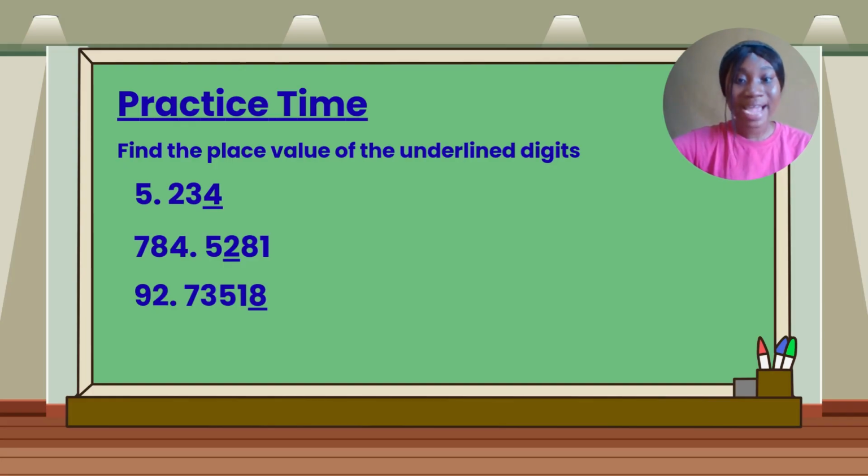And then we have 92.73518. My underlined digit over there is 8. So find out the position that 8 is standing in. Then you write it in your fractional form as 8 over that position, or you can decide to write it in your decimal number format.